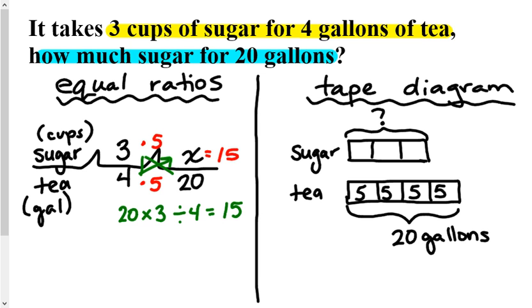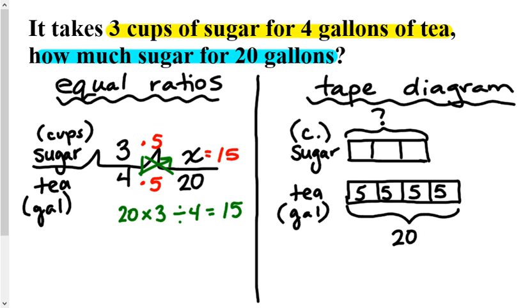And I'm going to actually take off that unit because I don't want that to be misleading and for you to think that my sugar is going to be measured in gallons also. It's not. We're still going to use gallons for tea, and we're still going to use cups for sugar.